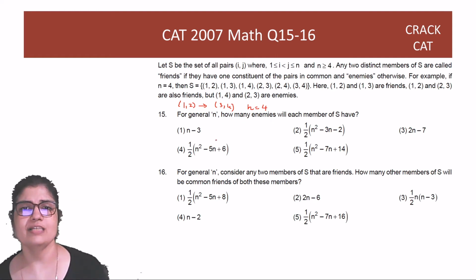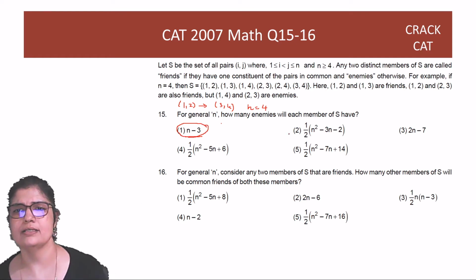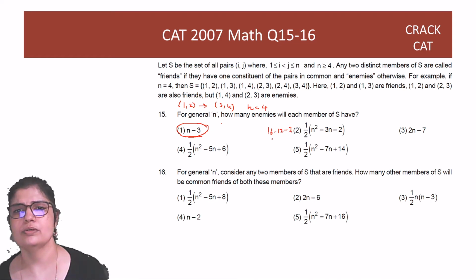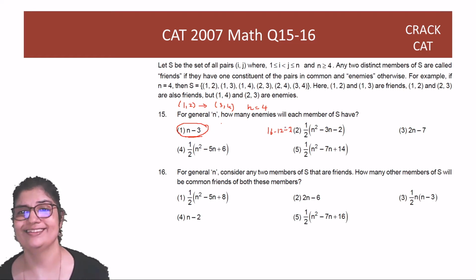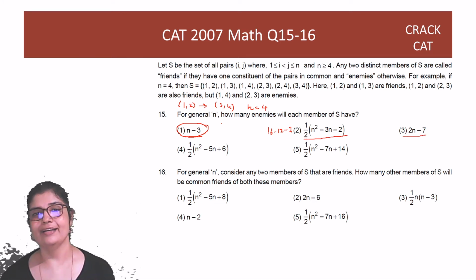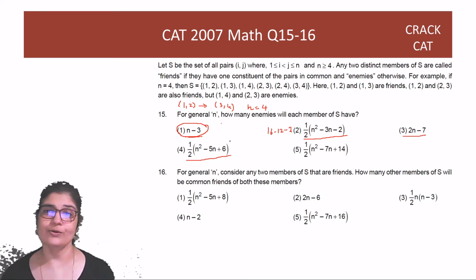Correct? So if I substitute that, guys, I'll get 4 here, this works. Correct? Here if you put 4, you get 16 minus 12 minus 2. Correct? So here we are getting 1. Correct? So this also works. This also works. And this also works. So n is equal to 4 is not going to help you at all.